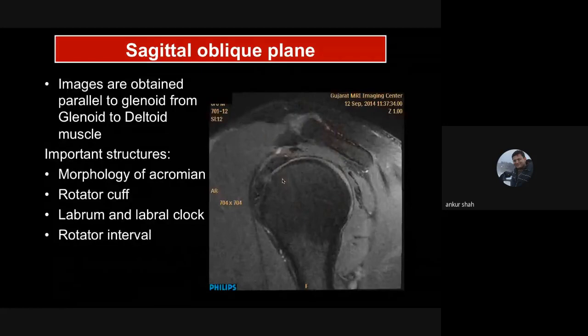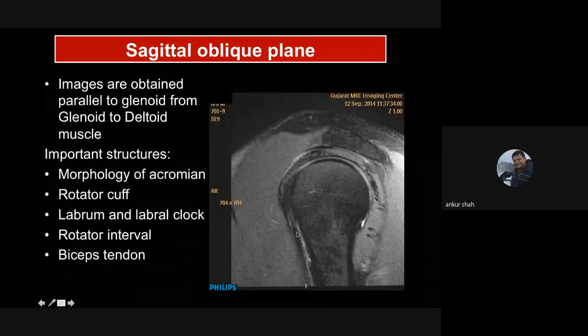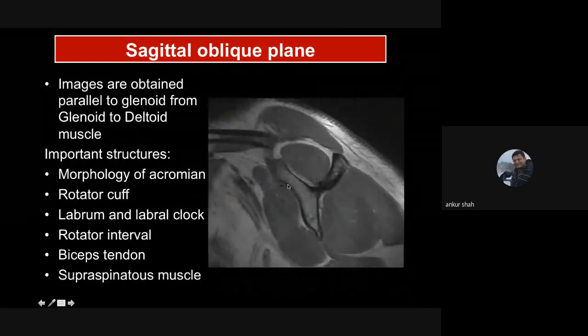Then the rotator interval, which is the space between the subscapularis tendon and the supraspinatus tendon. This is the space known as the rotator interval. Again, this is important because there will be edematous changes in the rotator interval in patients who have frozen shoulder or adhesive capsulitis. And the biceps tendon, again, you can trace in the sagittal plane also.